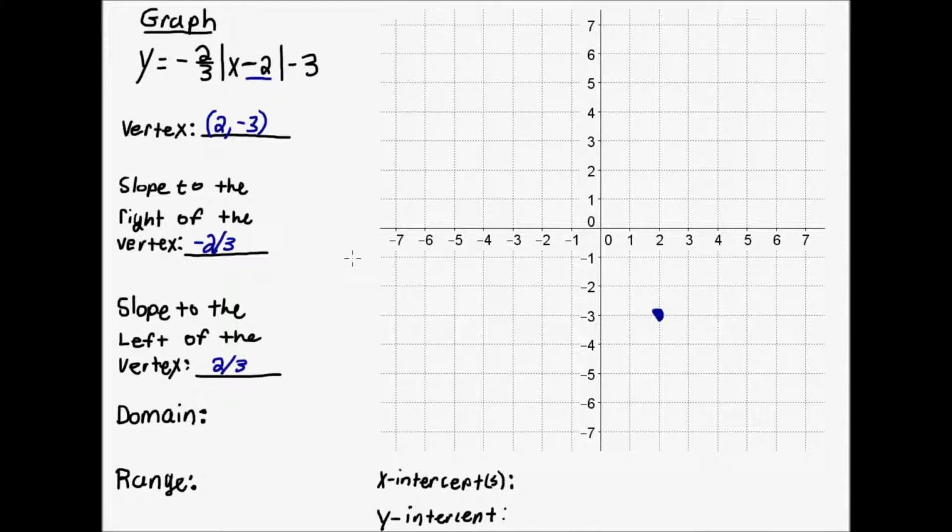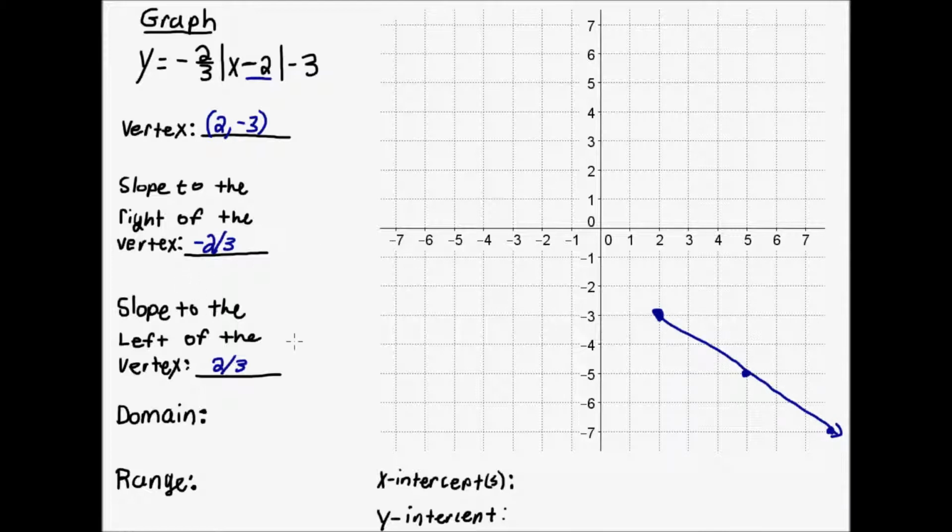Go to the vertex. I'm going to do the slope to the right first, so I've got to go down 2 and then right 3. That's the first point. Down 2, right 3. And then I'm going to connect this with a ray. All of the points on this ray are solutions to the equation.